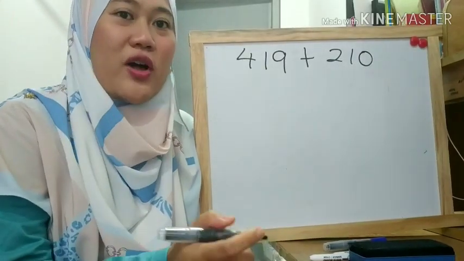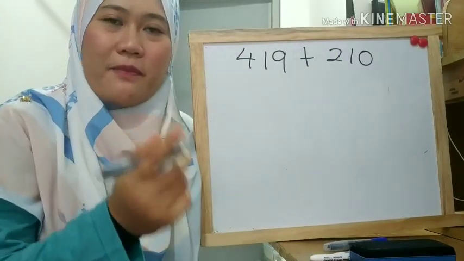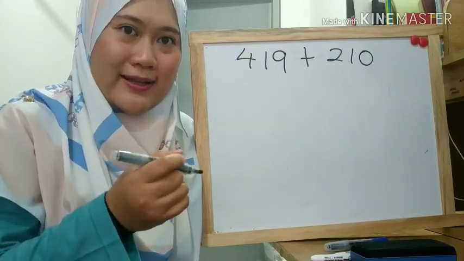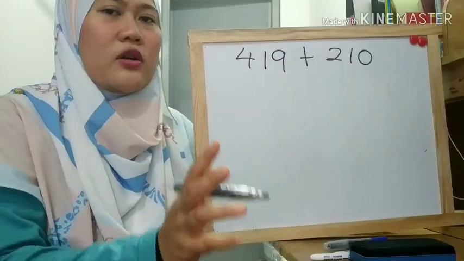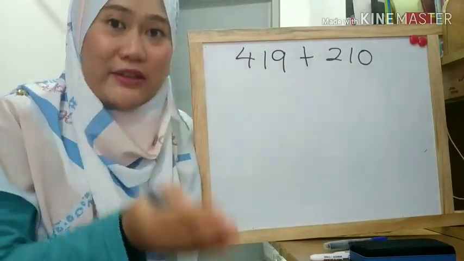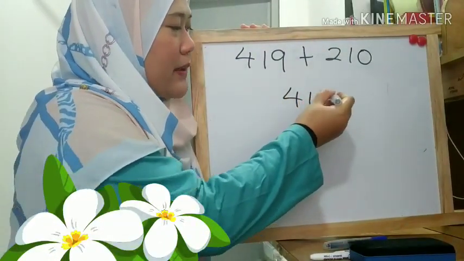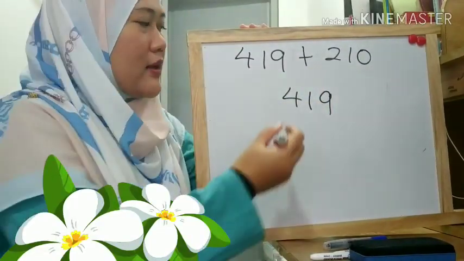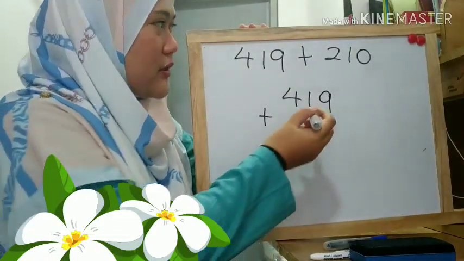Before you answer the assessment question, make sure you have a pencil and also paper with you to calculate. Let's say you get this question, okay? First, how do you want to find the answer? You need to write in the vertical format. So, write on your paper like this and then arrange it properly. Make sure the place value of each number is in the correct position, okay?